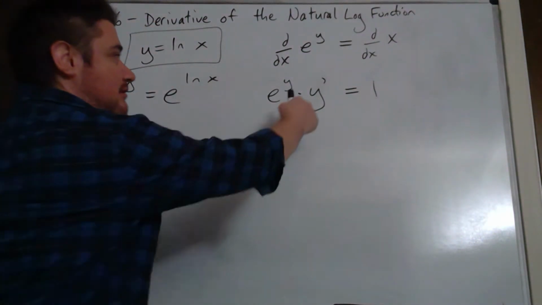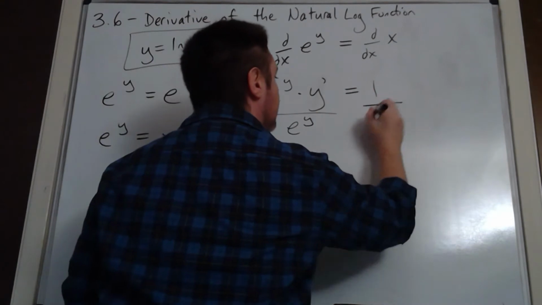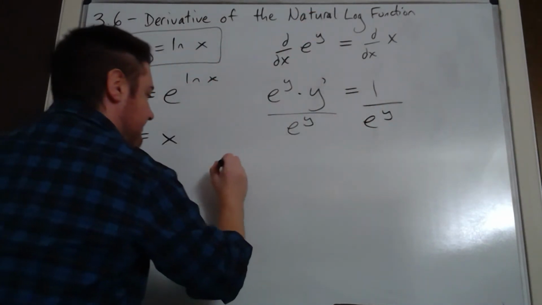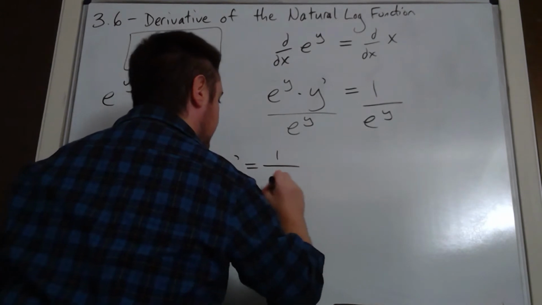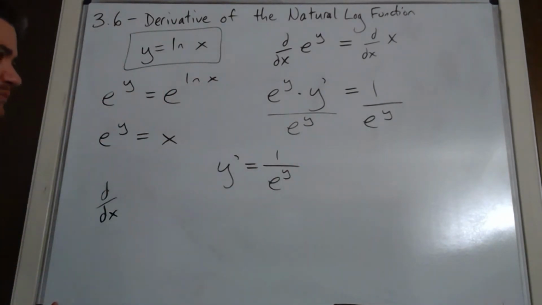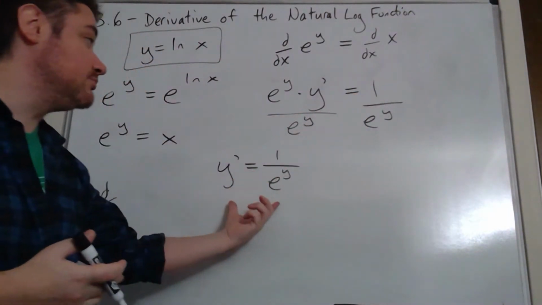So to isolate that here, I'm multiplying on this side by e to the y. So we divide both sides by e to the y. All right, and so we found that derivative. y prime is 1 over e to the y. Okay. So I said there were 2 more steps. Dividing by e to the y is one of them.